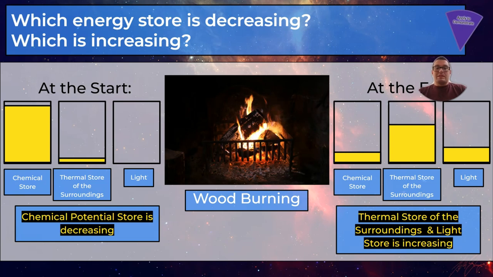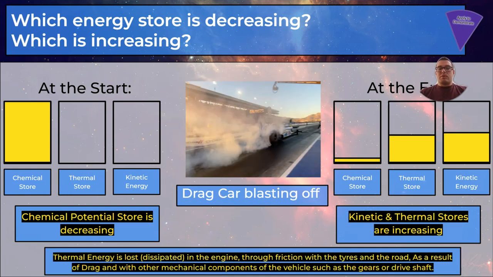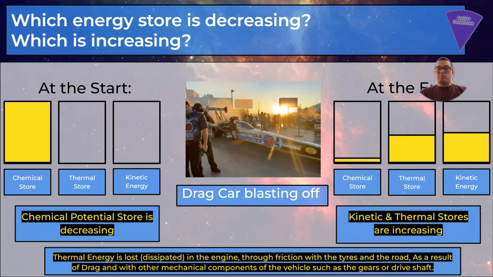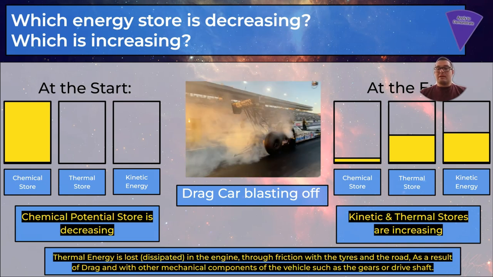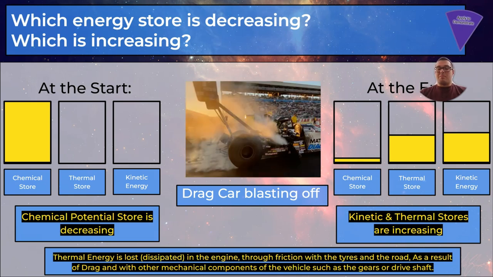For example, any time there's a fuel, we start with a chemical store, so it's very common to start with a chemical store which is going to decrease, and that energy is going to be converted from the fuel into other forms. In the case of a combustion reaction, that would be light and heat. So the thermal store of the surroundings is increasing here, as is light, and the chemical store is decreasing. Another example of almost the same thing would be a drag car race. Again, it's a fuel in the engine, so the chemical store is what we start off with, and that is generating not light this time, but heat and kinetic energy. But it's the same basic idea.